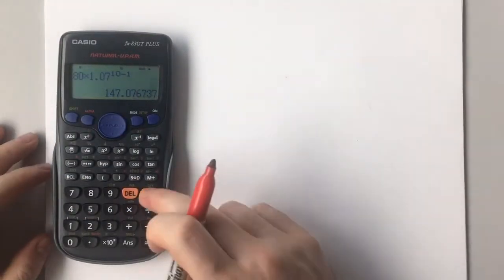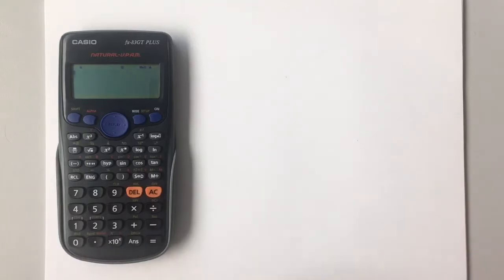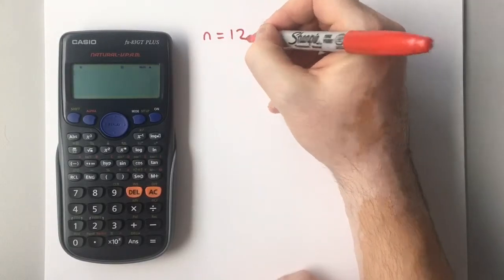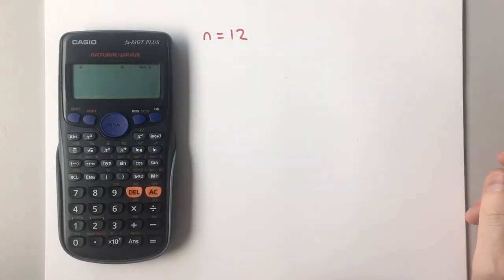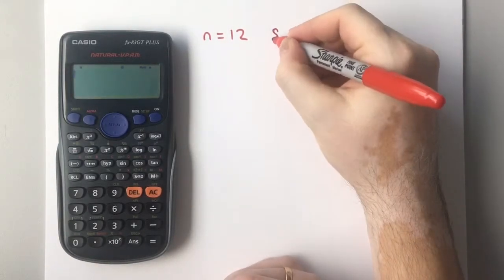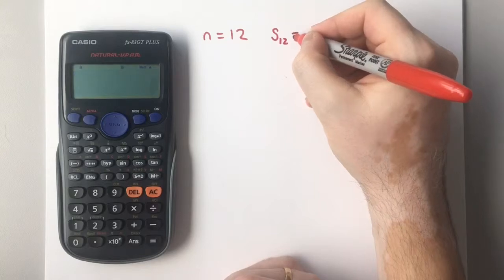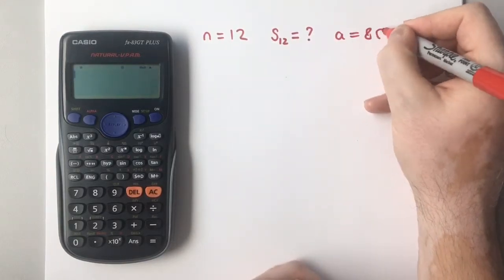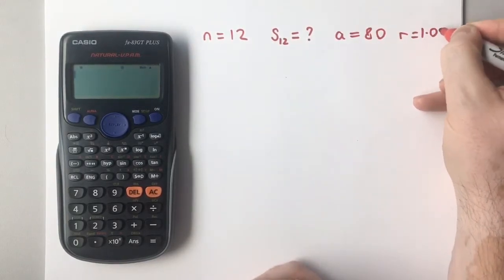In part B, we're told the machine is run for 12 hours before being shut down for maintenance. Straight away I know that N equals 12. How much metal is processed in this time? In those 12 hours, that's 12 separate 1-hour slots. That's the sum of those 12 separate terms. S12 equals, well, that's what we're trying to find out. We still know that A is 80 and R is 1.07.